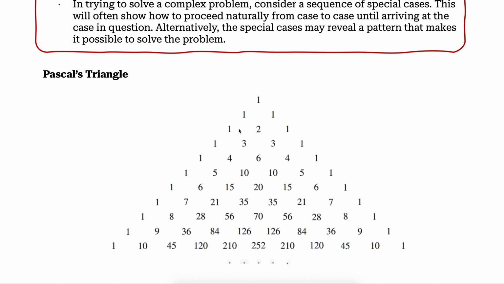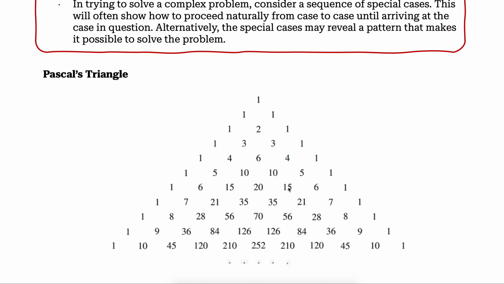Then to find numbers in the middle, if you will, of the triangle, what you do is you add the 2 numbers above that number. So this 2 comes from adding 1 plus 1. The 3 here comes from adding 1 plus 2. If I come down here, let's look at this 15. That comes from adding the 10 and the 5 above it.